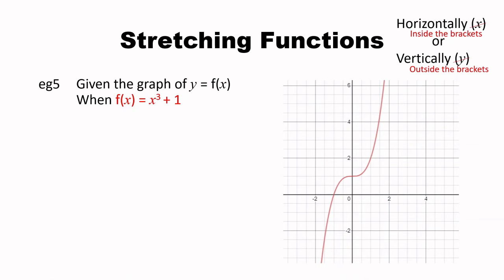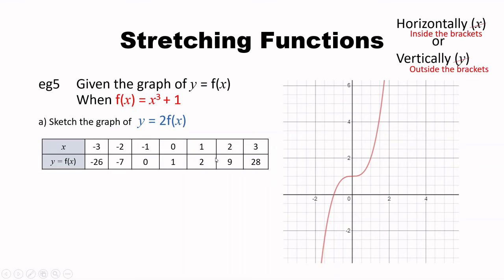Two more examples now, just to show our new type of transformation, the stretch. Here again, I've got a positive cubic curve, and I'm telling you, just for the sake of this example, that f of x is equal to x cubed plus 1. So if I want to sketch y equals 2f of x, notice that that 2 is outside the bracket, so it should affect my graph vertically. Let's see a couple of those points.